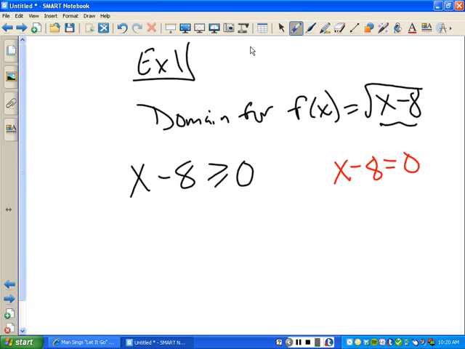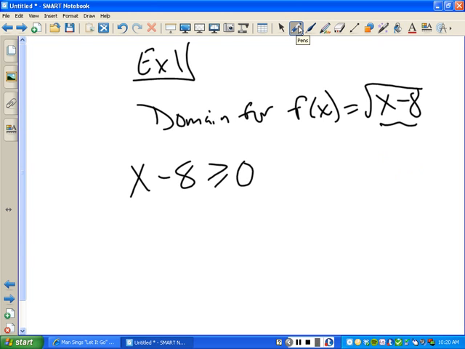The problem with doing that is you'll get just enough of them right to convince yourself you know what you're doing. You'll miss just enough of them to come back next semester. Okay? So, please do not set it equal to 0. It's a bad idea. Get in the habit of setting it greater than or equal to 0 for reasons you'll see in a second.